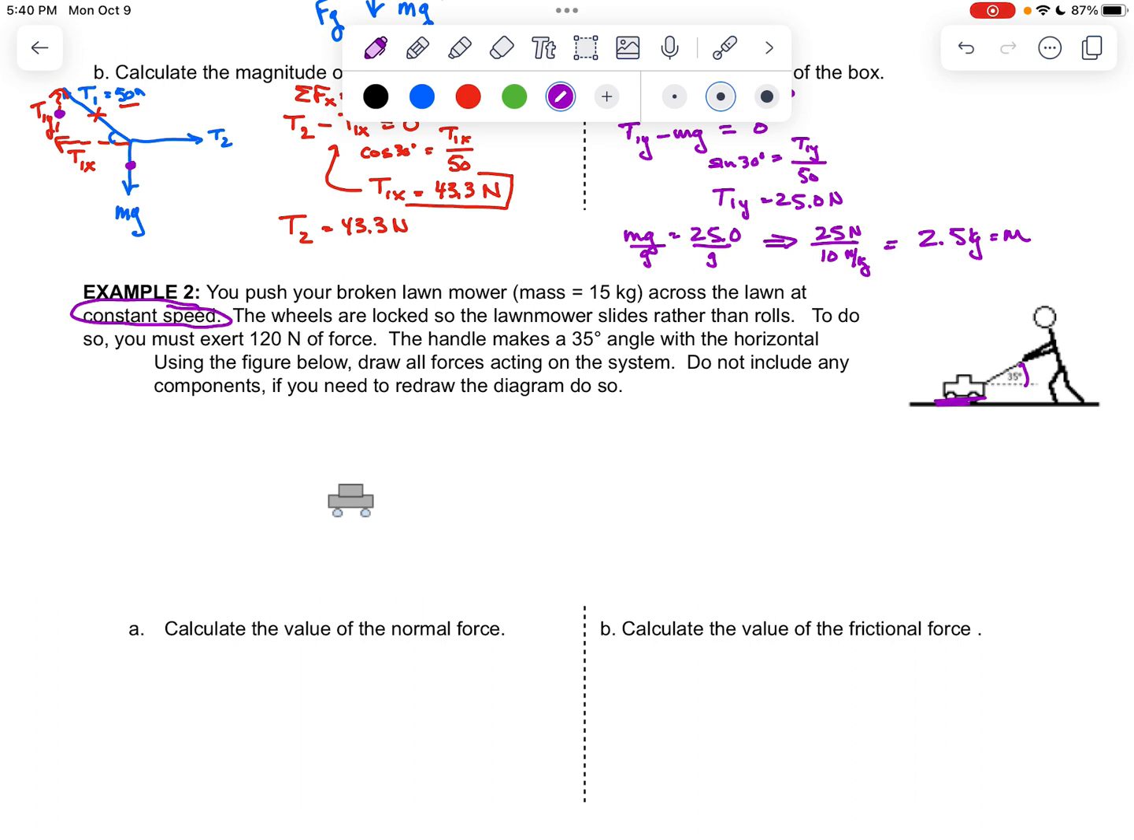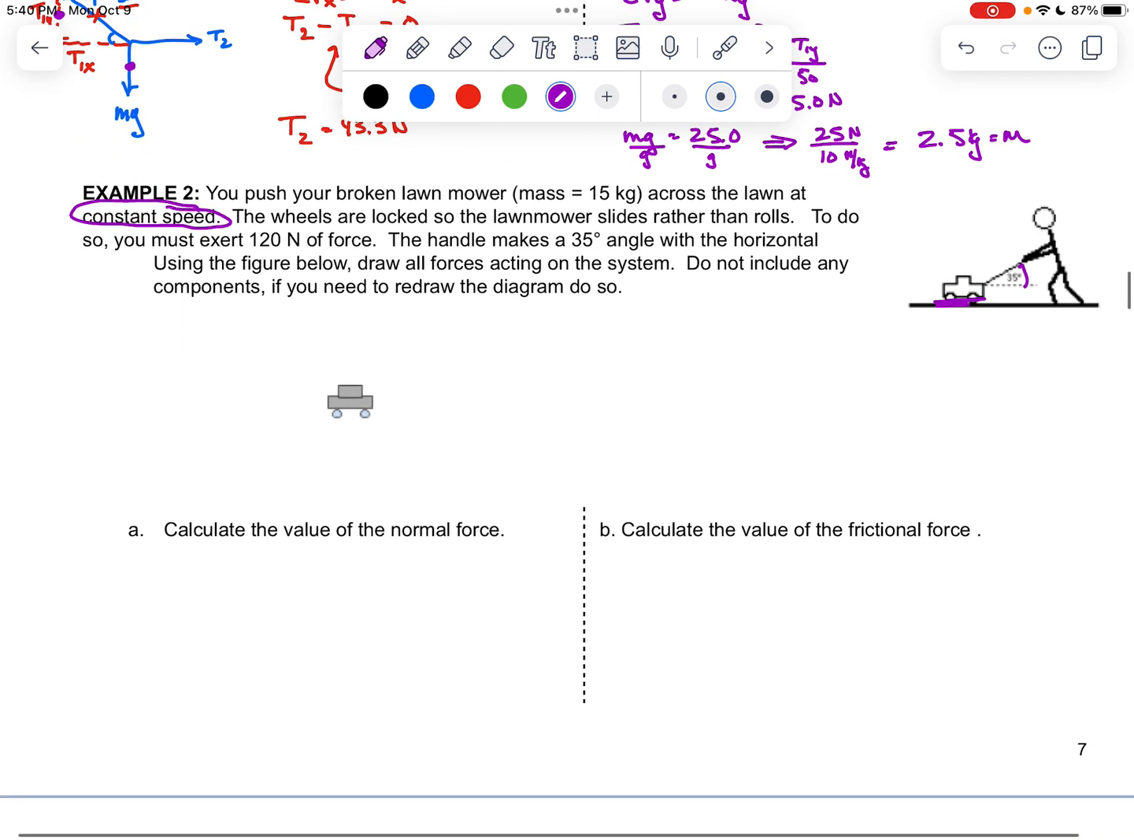So first off, draw your force diagram of all the forces acting on the lawnmower head. You're going to write your net force equations to calculate the value of the normal force, and then finally you're going to calculate the value of the frictional force.